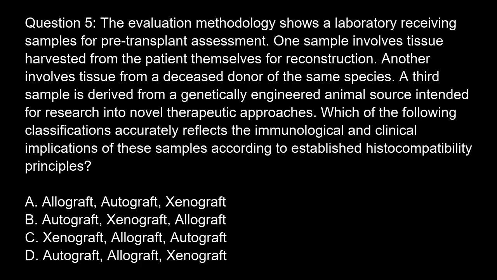clinical recommendations. Question 5. The evaluation methodology shows a laboratory receiving samples for pre-transplant assessment. One sample involves tissue harvested from the patient themselves for reconstruction. Another involves tissue from a deceased donor of the same species. A third sample is derived from a genetically engineered animal source intended for research into novel therapeutic approaches. Which of the following classifications accurately reflects the immunological and clinical implications of these samples according to established histocompatibility principles?